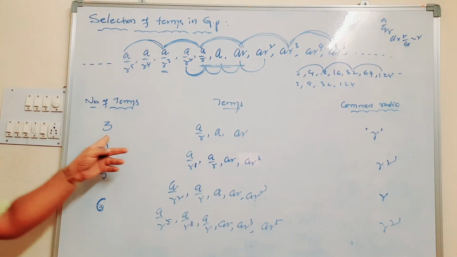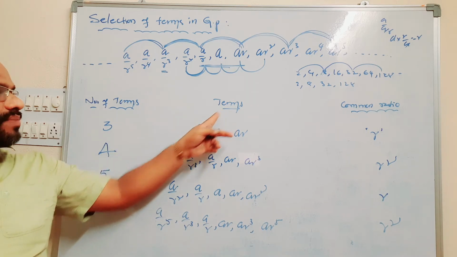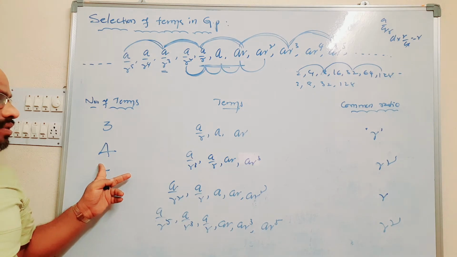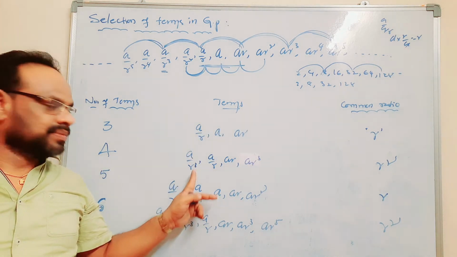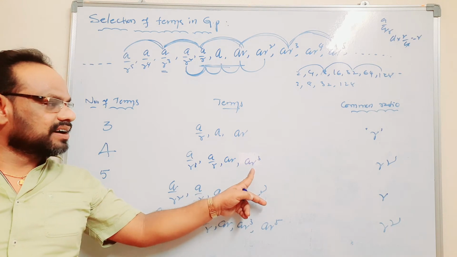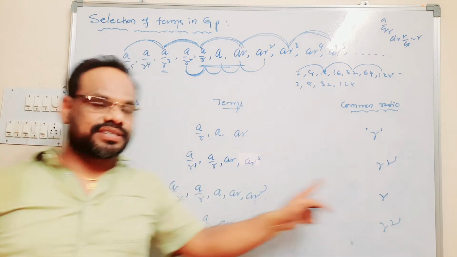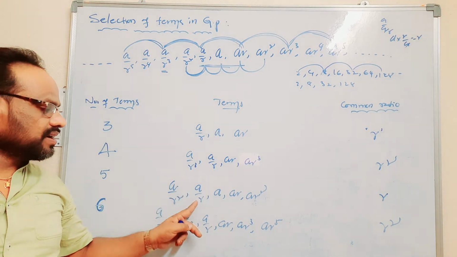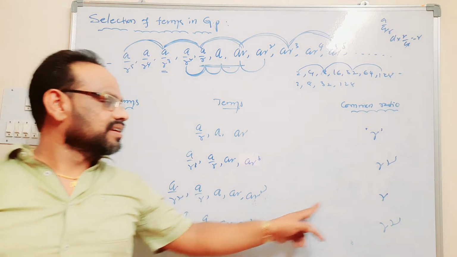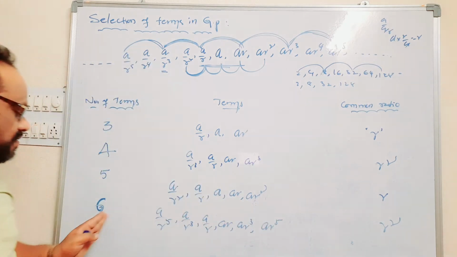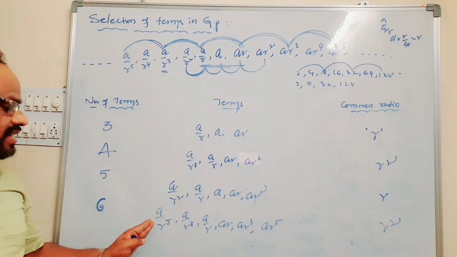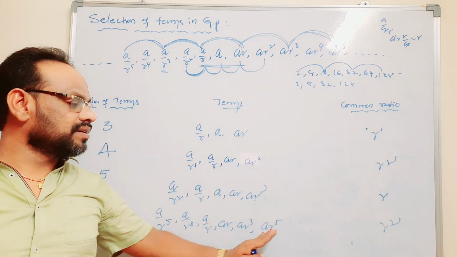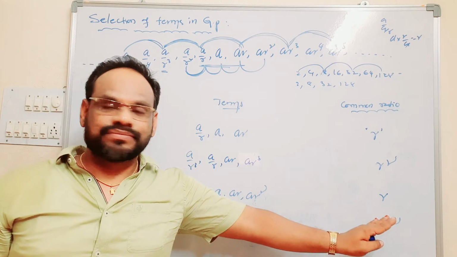Observe here, if we want the number of terms as 3, the terms may be A by R, A, AR with common ratio R. We want the number of terms as 4, that is, terms are A by R cube, A by R, AR and AR cube with common ratio R square. If you want the number of terms as 5, that is A by R square, A by R, A, AR and AR square, common ratio R. And for 6 terms, that is A by R power 5, A by R cube, A by R, AR, AR cube and AR power 5 with common ratio R square.